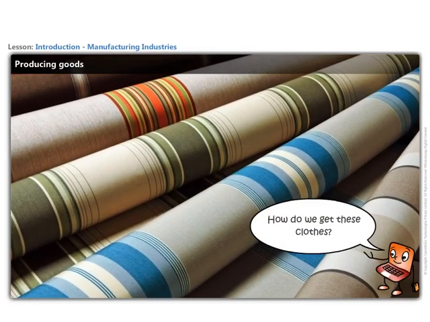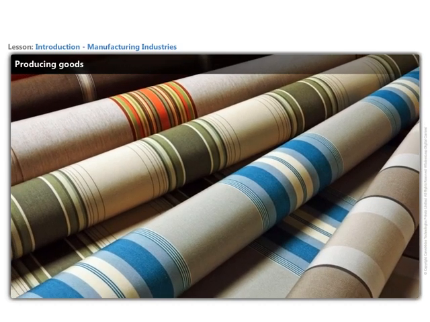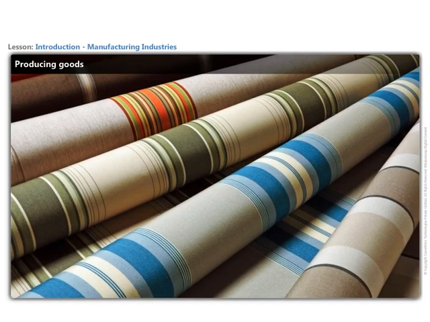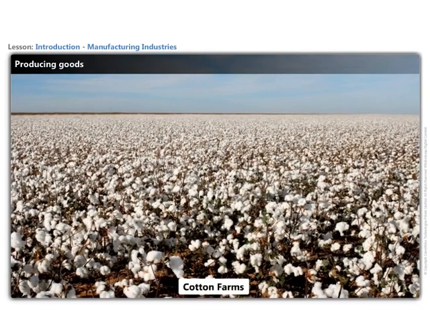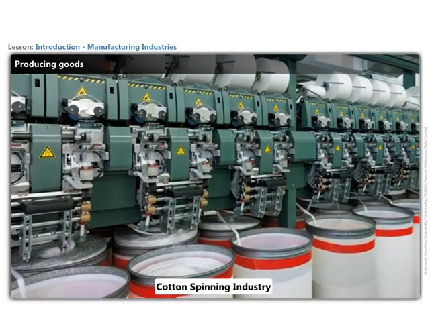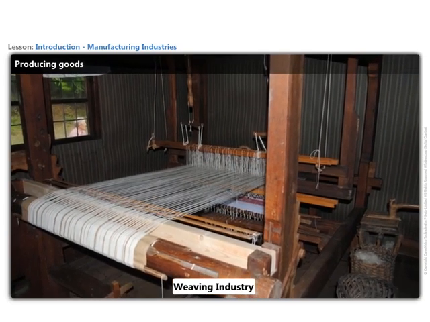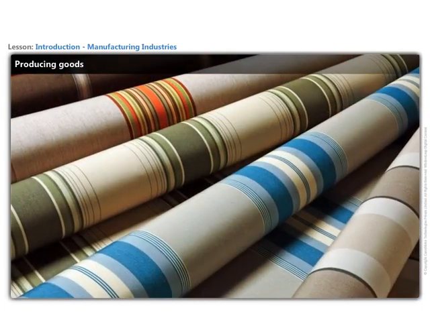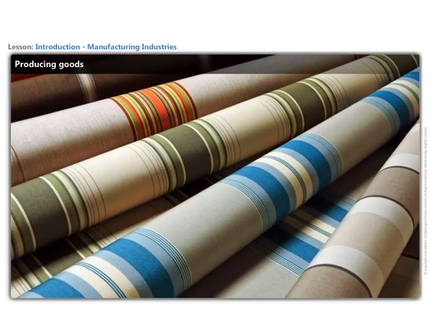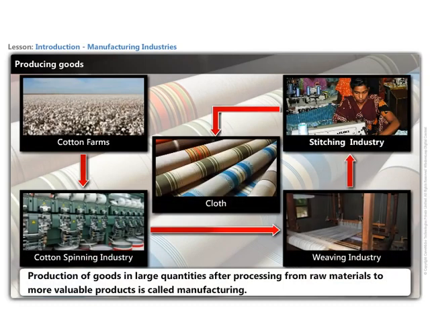How do we get these clothes? Though various processes are involved in making these clothes, the main steps can be summarized as follows. Raw cotton is produced in the cotton farms. It is processed in cotton spinning industry. Weaving is done in another industry. Then stitching is done in another industry and gives us the final usable product. Hence, production of goods in large quantities after processing from raw materials to more valuable products is called manufacturing.